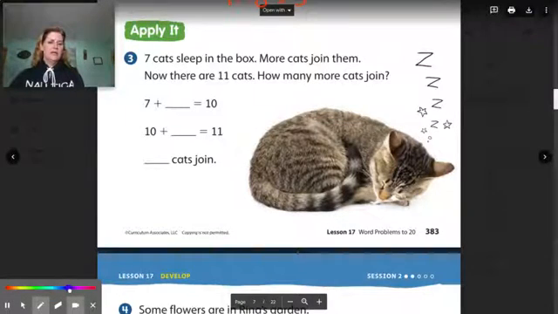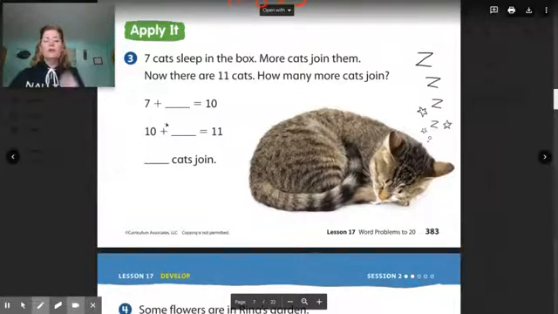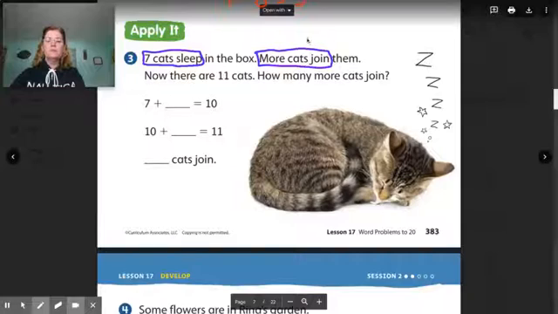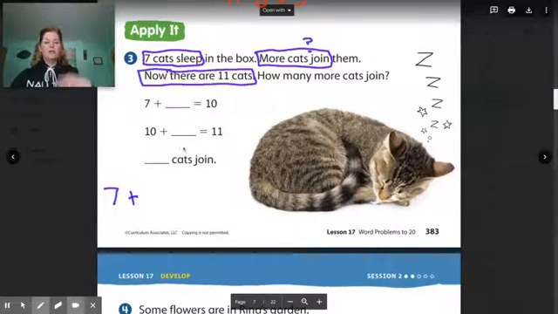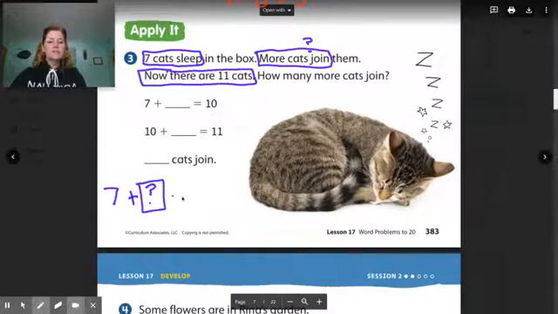So friends, the better you get at knowing your math fact families to 10 and to 20, you'll do better. So there's 7 cats sleeping. More cats join. Do we know how many more? Nope, but we know there's more. So this is our mystery number. And then there are 11 cats, right? So 7 cats plus, because more cats join, so you're adding, you're not subtracting. 7 plus something is 11.